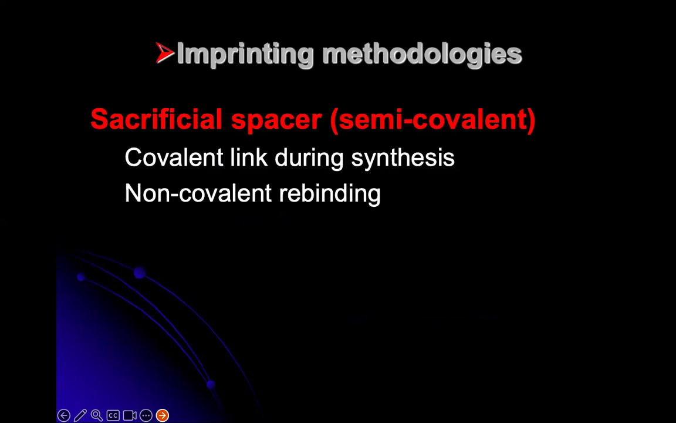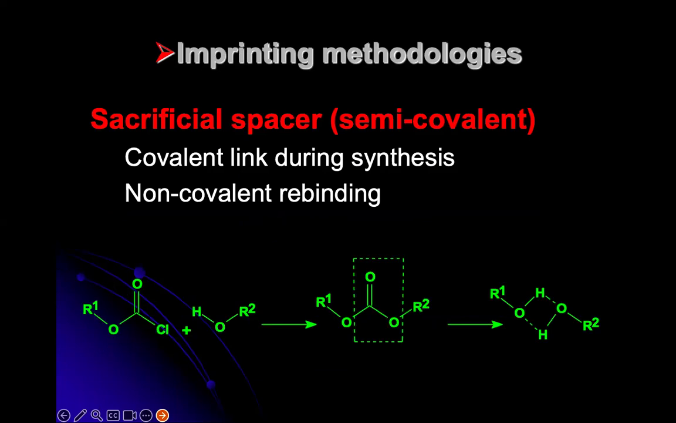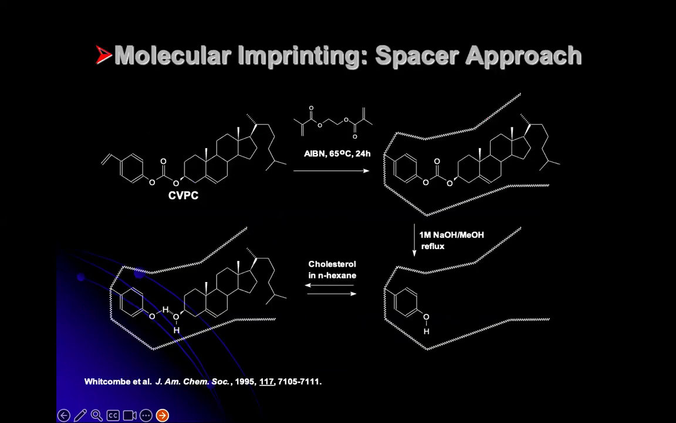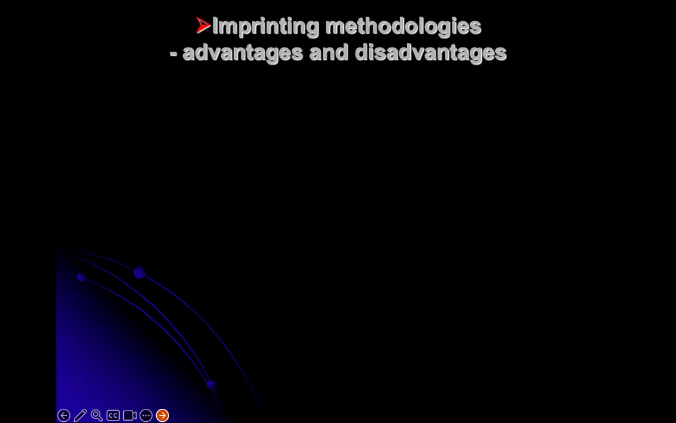Okay. Also, there is semi-covalent. All right. We skip this. You can do spacer. Spacer means that instead of just monomer, we can have an extended spacer. It's like you make it long for the long hand so that it can interact with the template. Okay. Right.